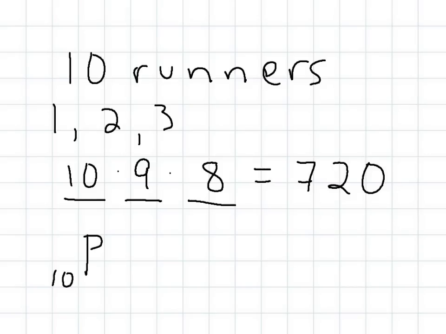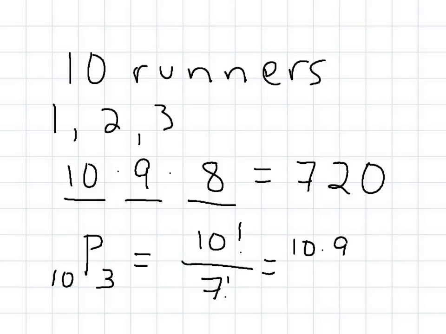Or this is a classic permutation combination. We're looking for the permutation. We have 10 runners, and we're looking to rank the first 3 of them. So that's going to be 10 factorial over 7 factorial, which again is 10 times 9 times 8 times 7 factorial over 7 factorial, which is exactly what we had gotten earlier.